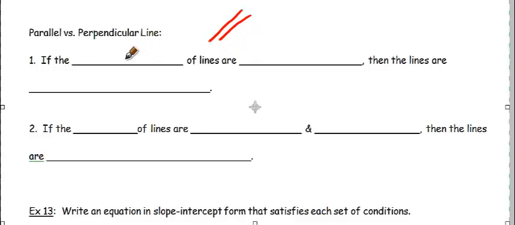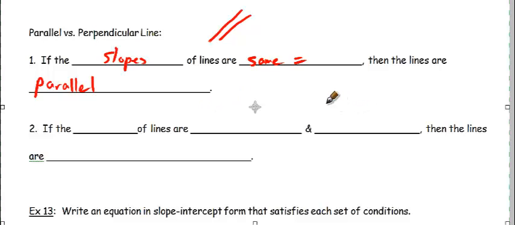So if the slopes of lines are the same or equal, then lines are parallel. So a lot of times you won't just have the lines, you'll have just the equations, and so then you look at the slopes, and if they're exactly the same number, then lines are parallel.